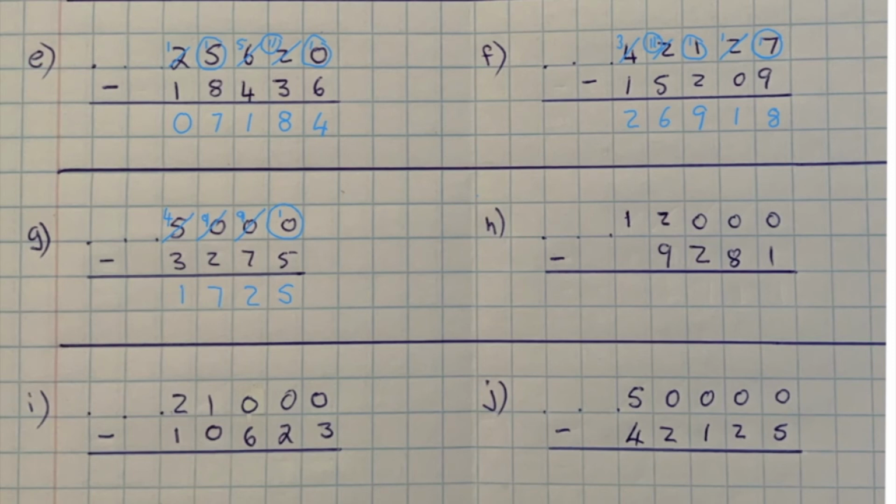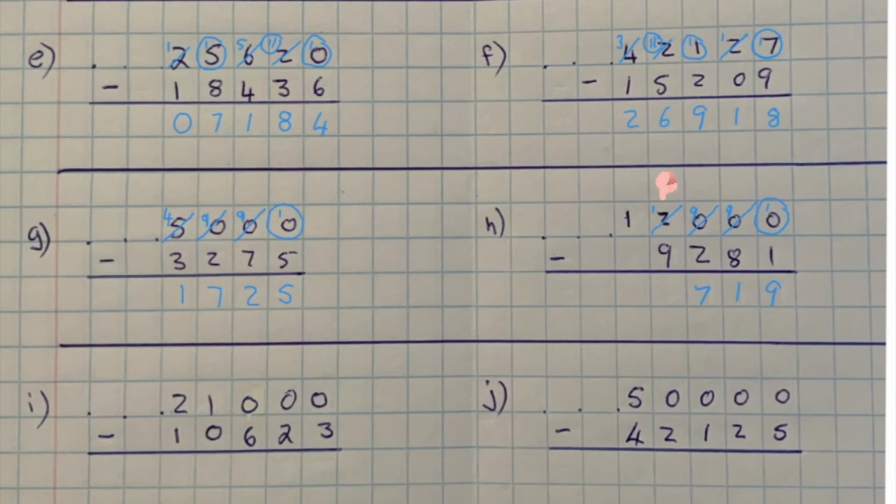H is more or less the same. We have to go all the way to the 2, and we borrow. This is now seen as a 10. So we borrow from the 10, and it becomes a 9. This number becomes a 10. Borrow from the 10, it becomes a 9, and the last digit now we see as a 10. 10 minus 1 is 9. 9 minus 8 is 1. 9 minus 2 is 7.